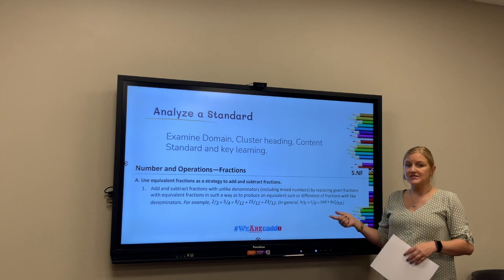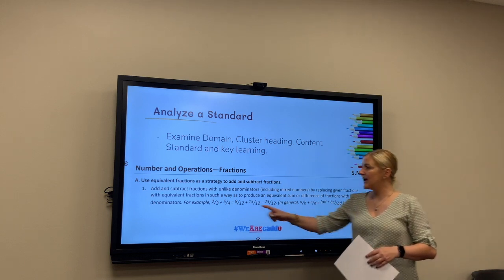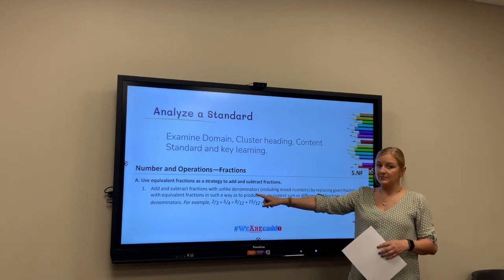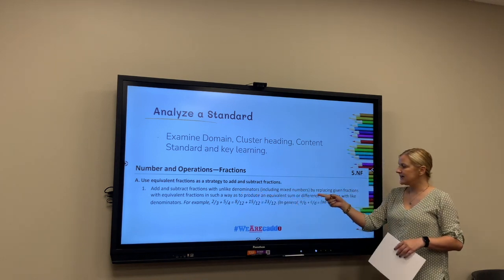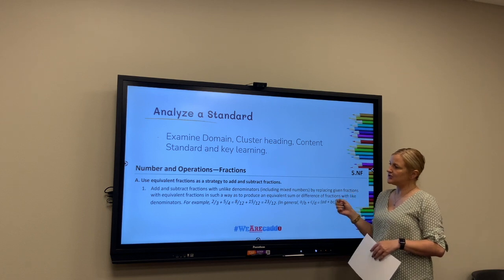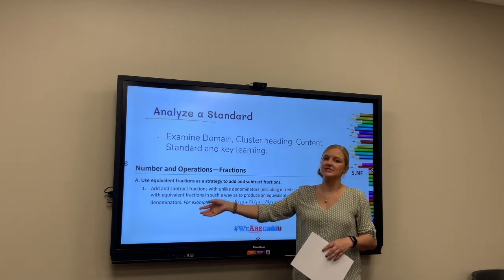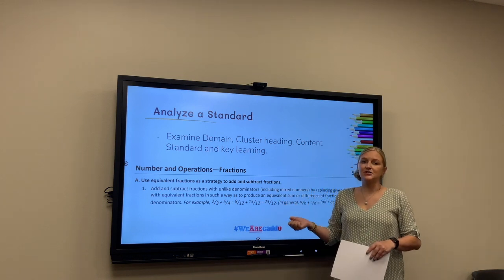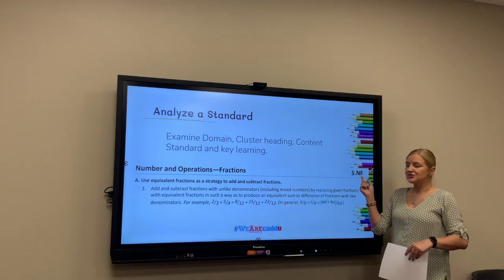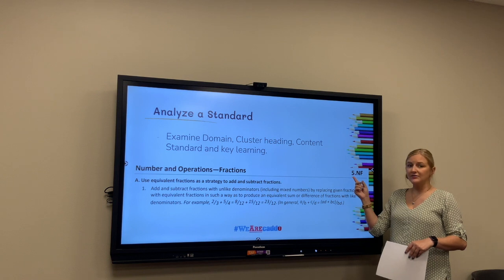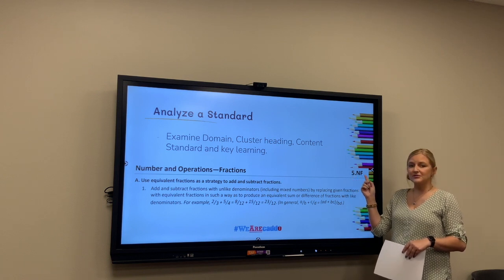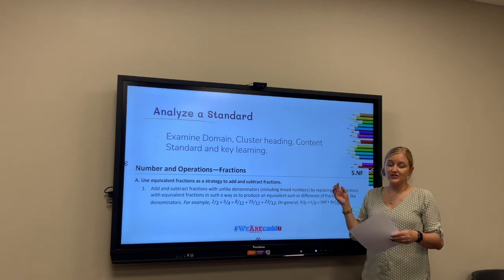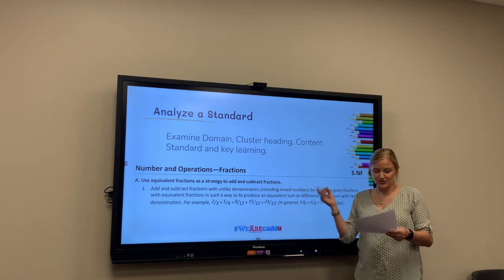The language of the standard is the first thing you're going to want to look at. And here we are adding and subtracting fractions with unlike denominators. And you can add in there by replacing given fractions with equivalent fractions and so forth. When it asks us the domain, that is the first coding after the number 5, showing 5th grade numbers and operations fractions.